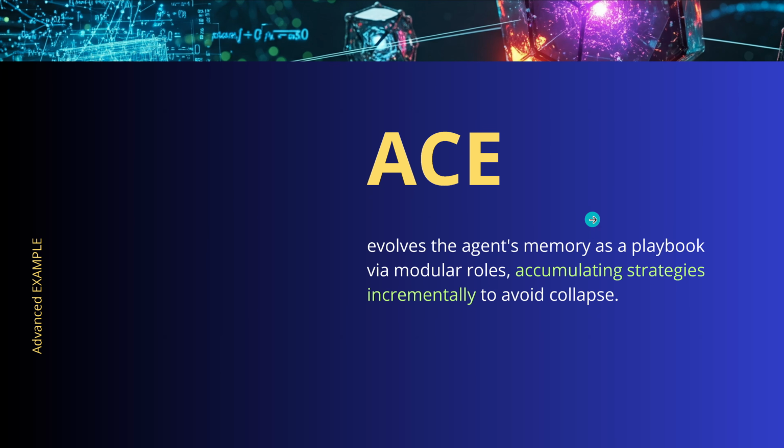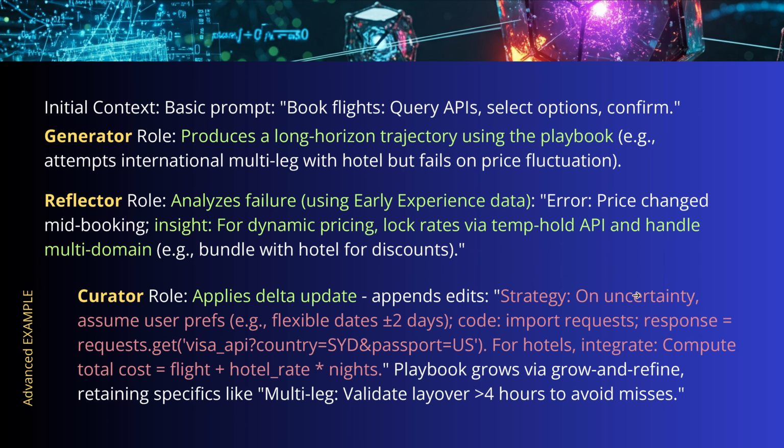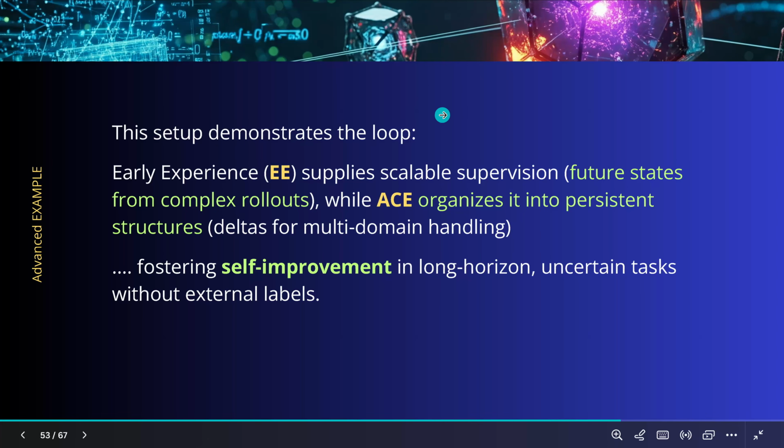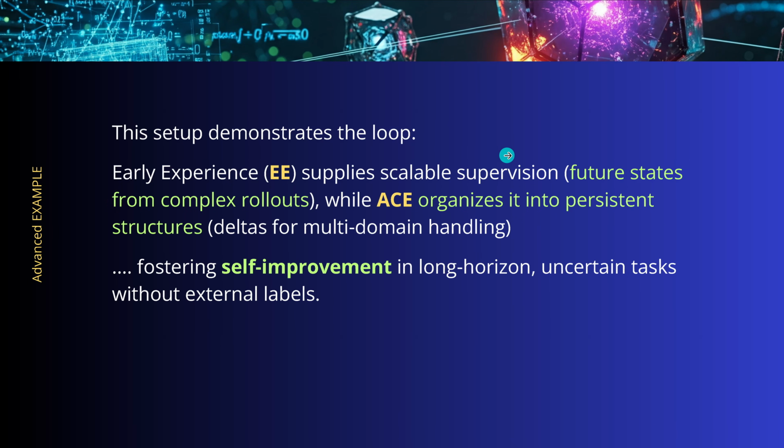ACE evolves the agent memory as a playbook via modular roles. We have to fight the collapse, therefore we accumulate our strategies by multiple objects and agents incrementally, and therefore we can avoid the collapse. If you want to see another example with more strategy details, this is it. Otherwise, again, we have our beautiful loop. Early experience supplies scalable supervision, the future states from the complex rollouts, while ACE organizes this into a persistent structure and generalizes the deltas for multi-domain handling, thereby fostering self-improvement of the complete AI system for long-horizon, uncertain tasks without external labels and no reward functions.